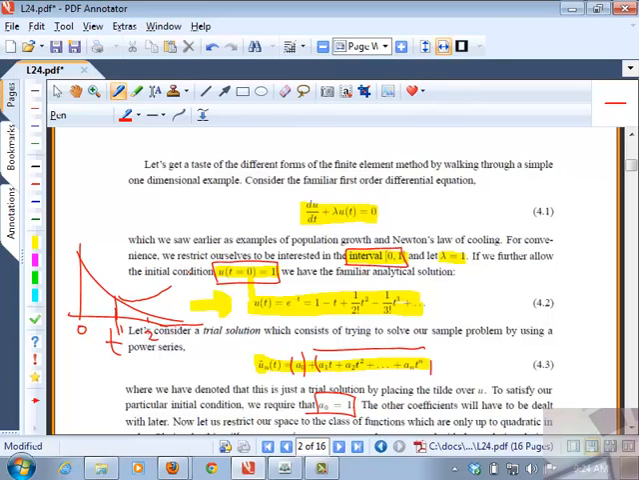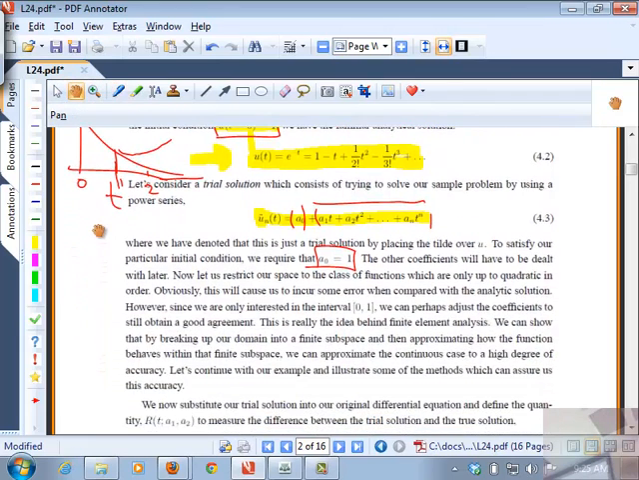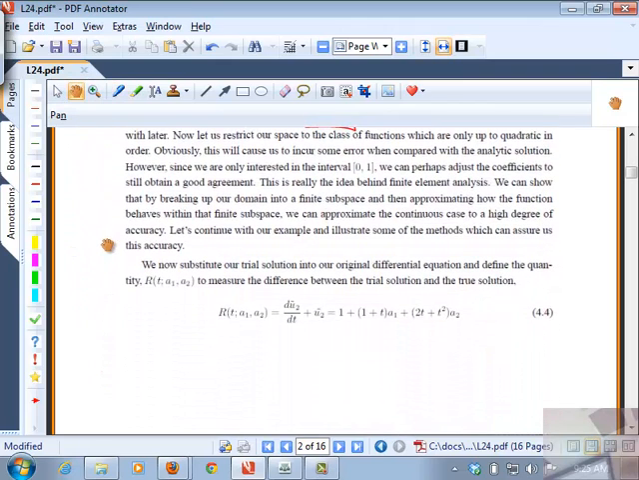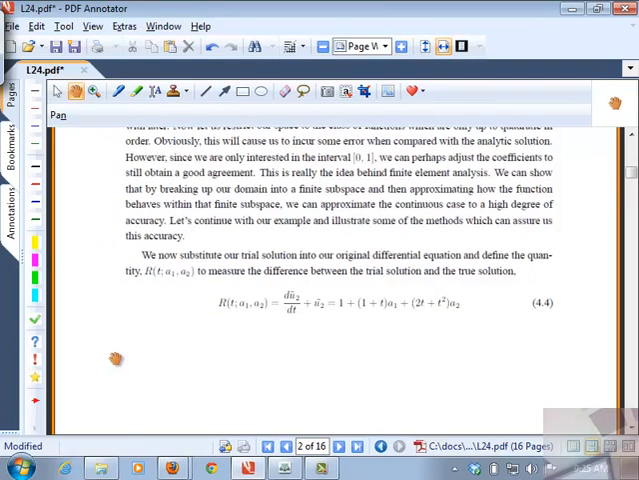Then you can ask the question, okay, well, can I make it better over a larger range? What would you do? Increase your range over which you are minimizing the error to 0 to 2, okay? Or 0 to 3, or whatever range that you want. That's the basic idea, okay?